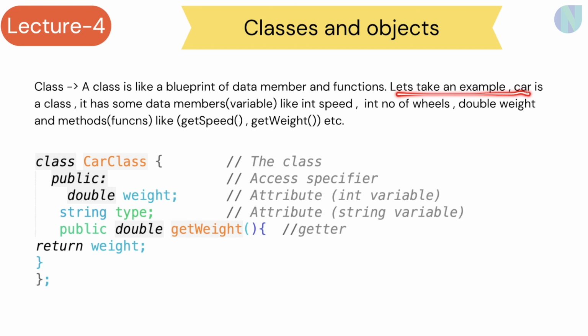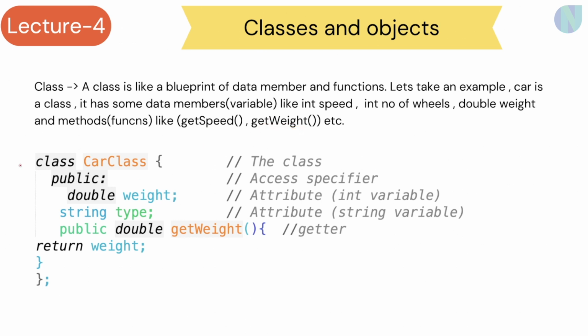Let's take an example of car. So car is a class. It has some data members, variables like speed, number of wheels, weight, and methods like get speed, get weight. As you can see, data members here imply variables like speed, number of wheels, and weight, and methods like get speed and get weight.